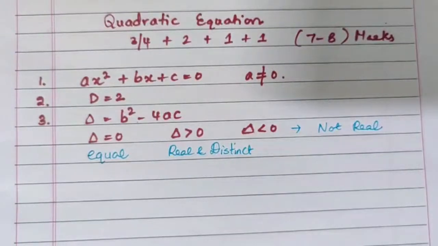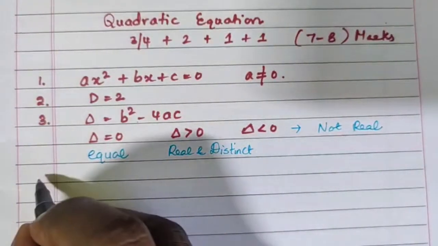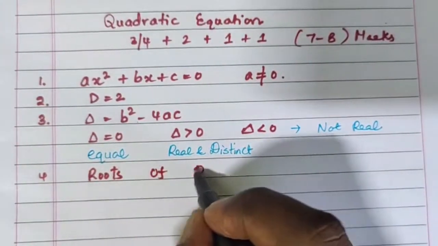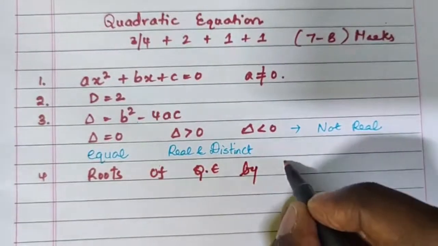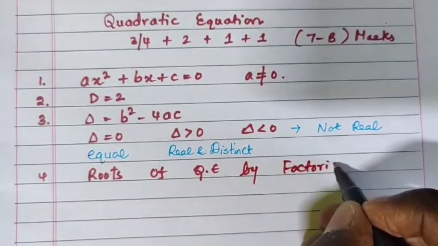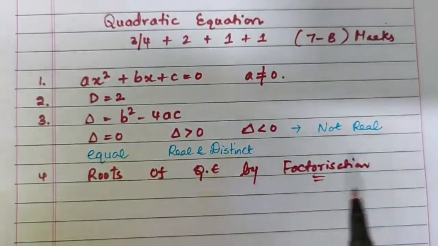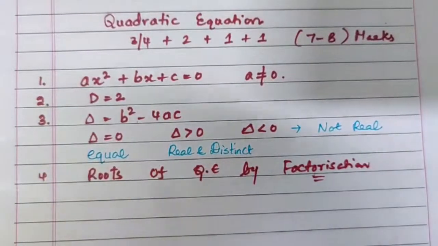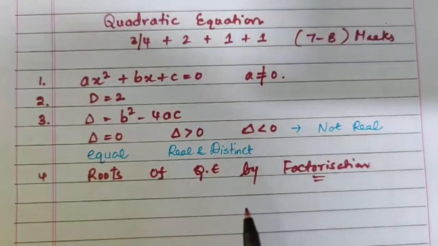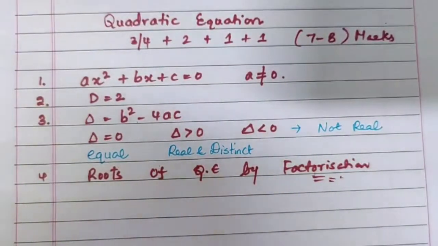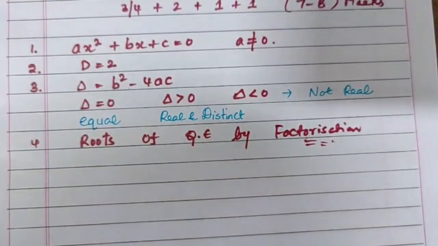See, apart from this, for 2 marks, what can they ask? They can ask: find the roots of the quadratic equation by factorization method. If you learn this factorization method, it will be useful in finding the zeros of the polynomial and also the roots of the quadratic equation. It is a very simple method, and definitely you can score 5 marks.